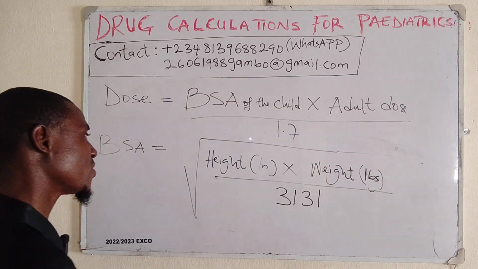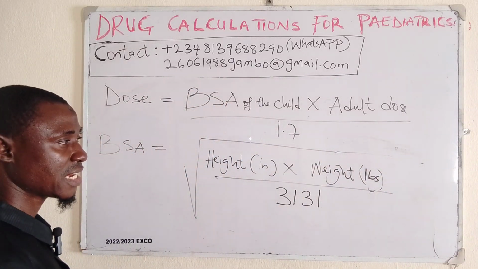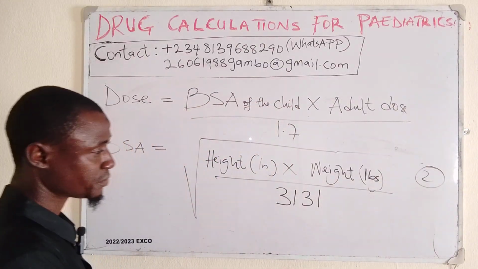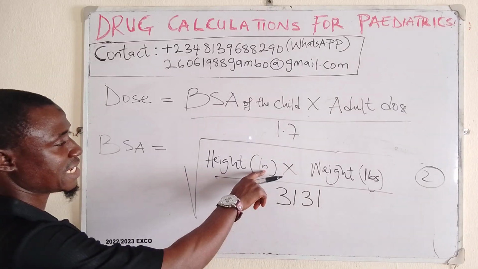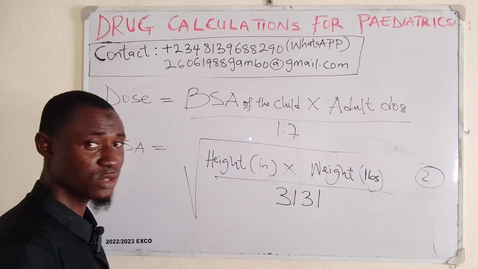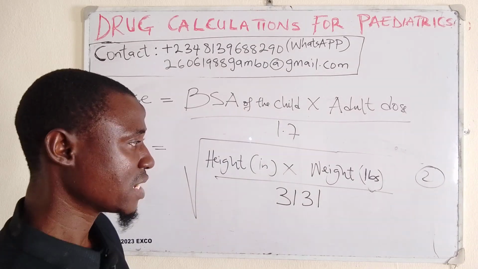So this is the second Mosteller equation, Mosteller equation number 2. The height here is in inches, the weight is in pounds, and of course the denominator is 3131. So you can see the differences.